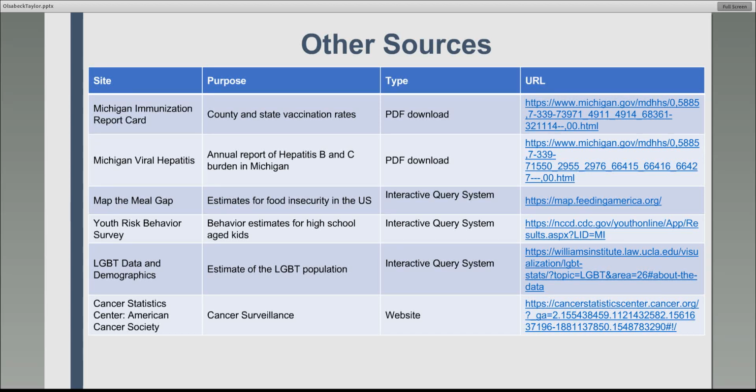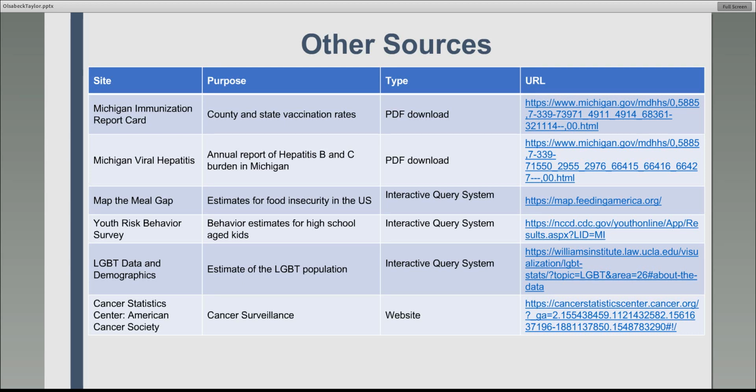The next one is kind of an interesting page. It's very, very specific, but it's Map the Meal Gap. It's from the USDA, and it provides estimates for food insecurity in the U.S. And you can look at it specific for Michigan and down to the county level. So if you go to that website, you can see the counties and the states that are having issues with food deserts as well as food insecurity. And there's some information there on SNAP benefits and recipients of certain benefits to address food insecurity in the country.